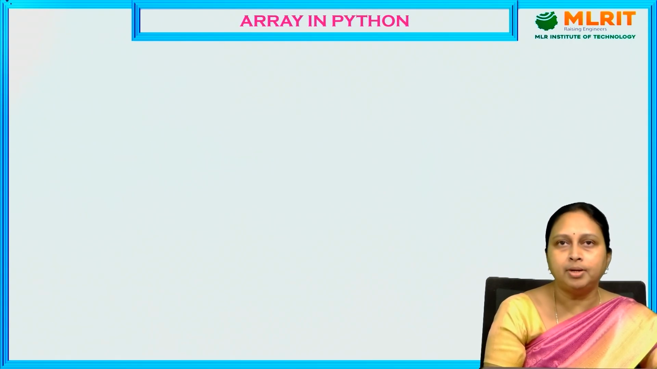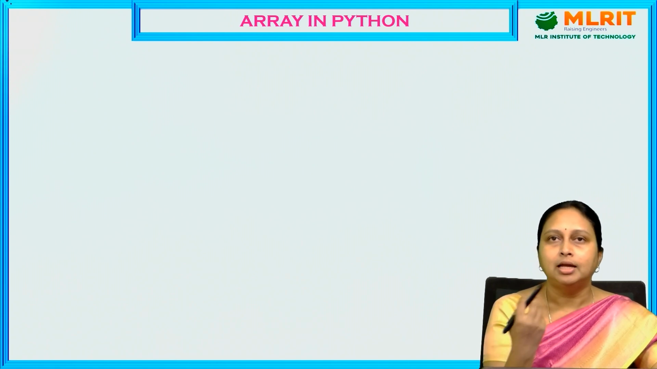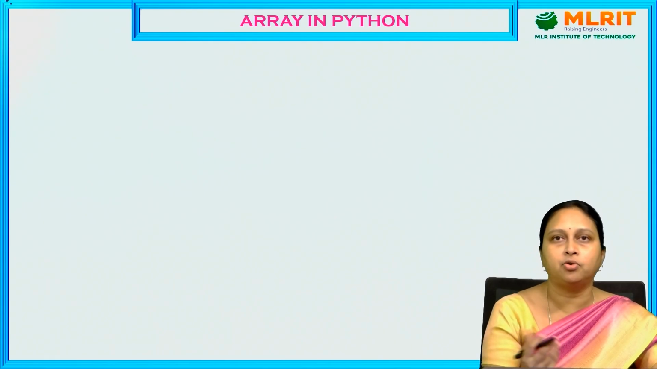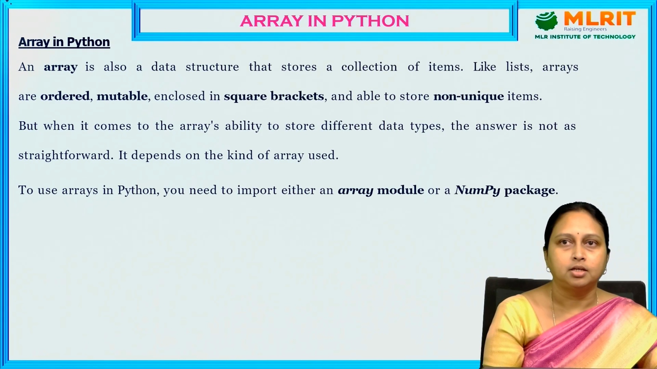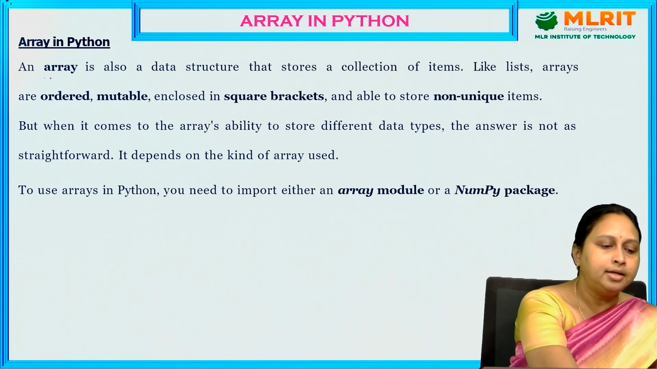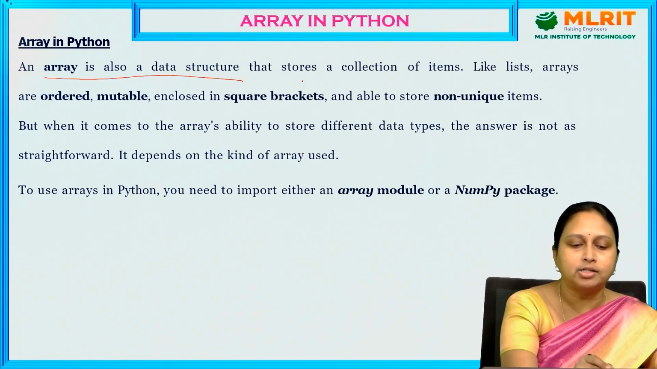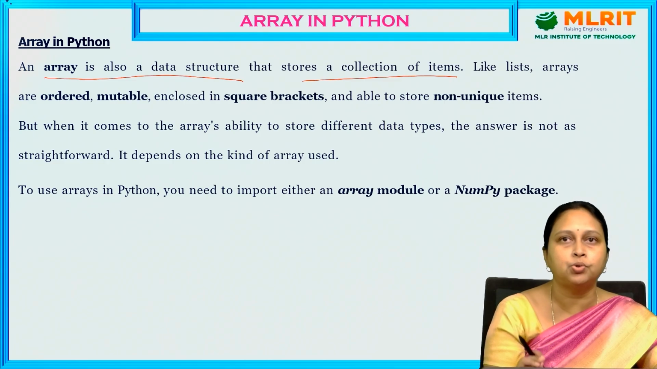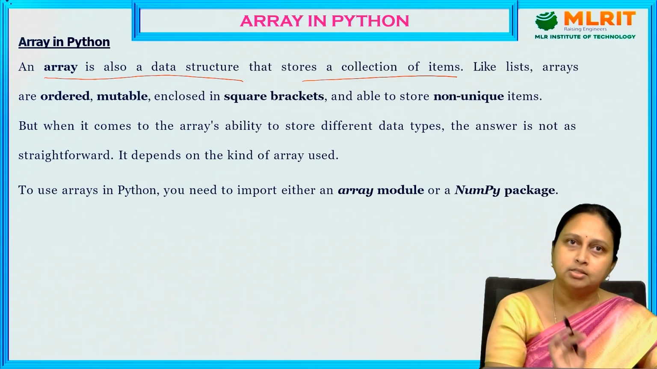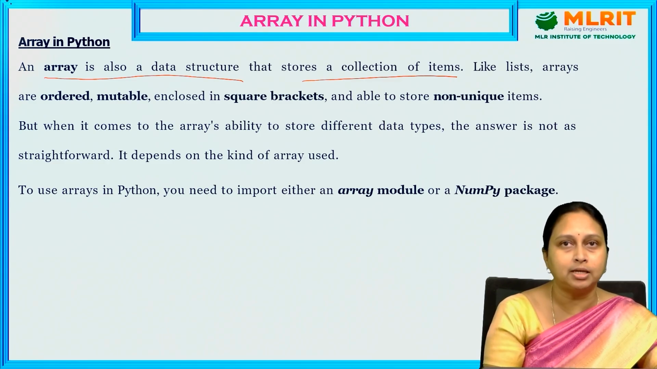Next, coming to arrays in Python. How are we going to use arrays in Python? What is the comparison we are going to make between the list and the array? What is the difference you are going to find between the list and the array? That we are going to discuss here. Yes. Here, an array is also a data structure that stores a collection of items. As we have seen already, a list is also a data structure that stores a collection of items. Similarly, an array does the same. Then what is the difference?